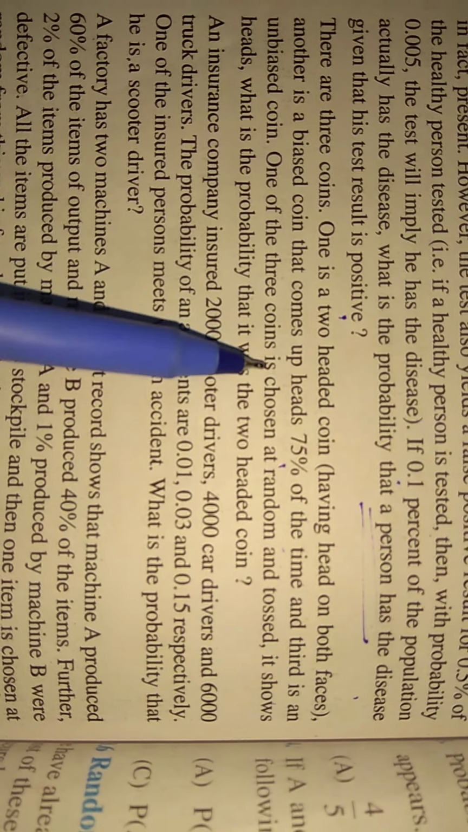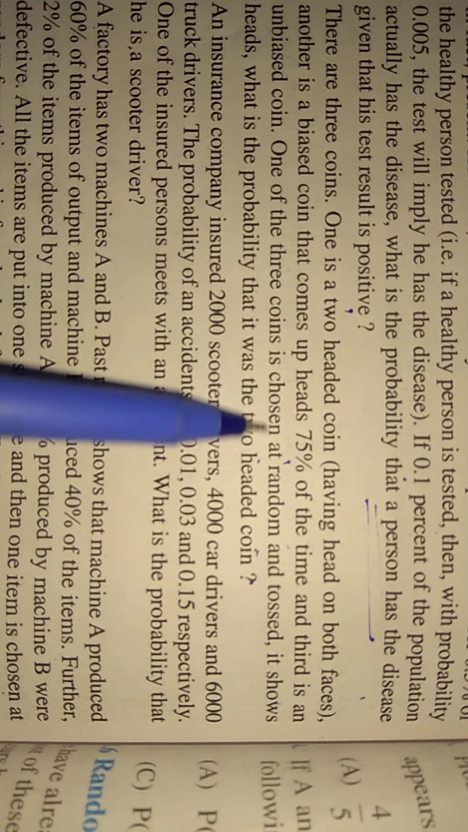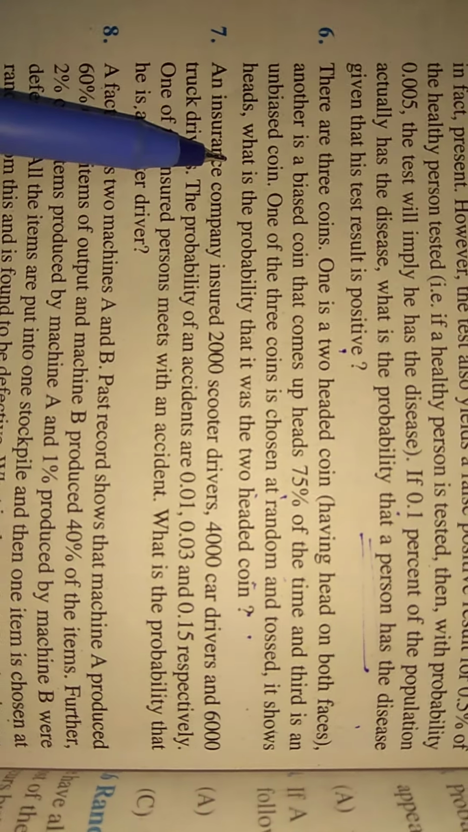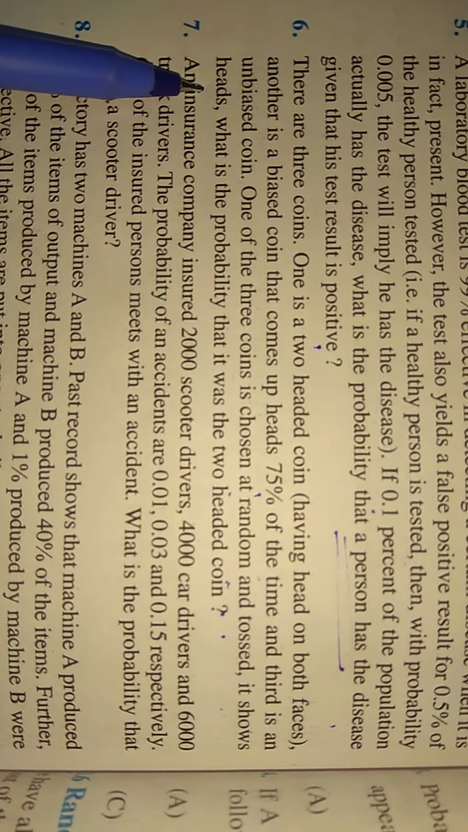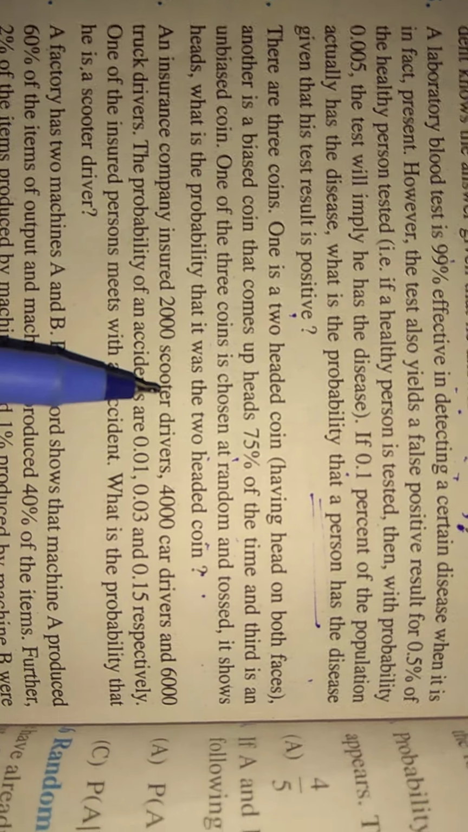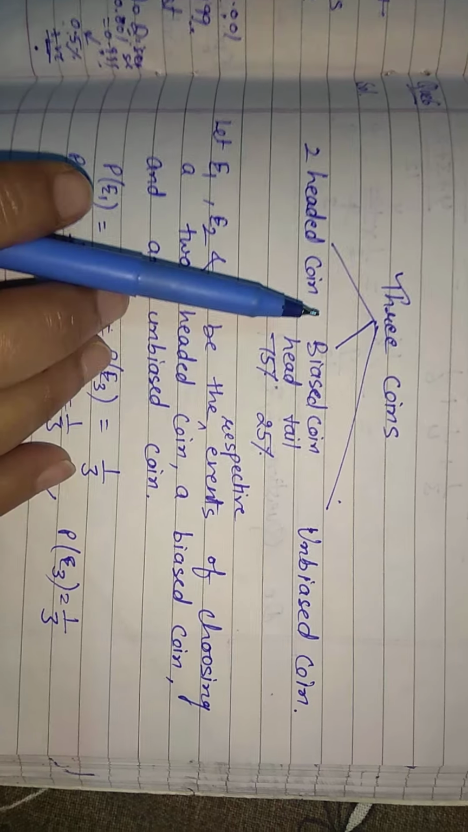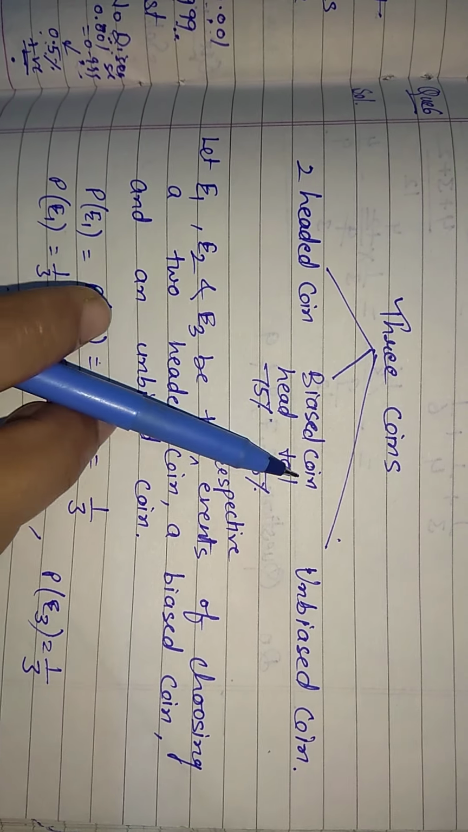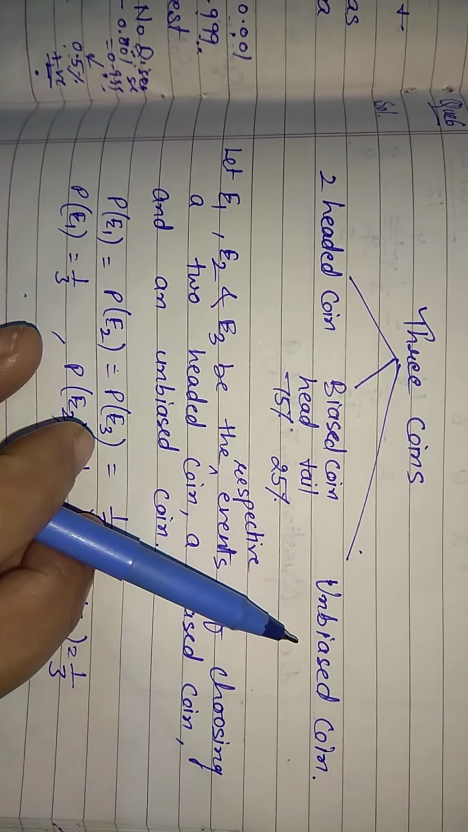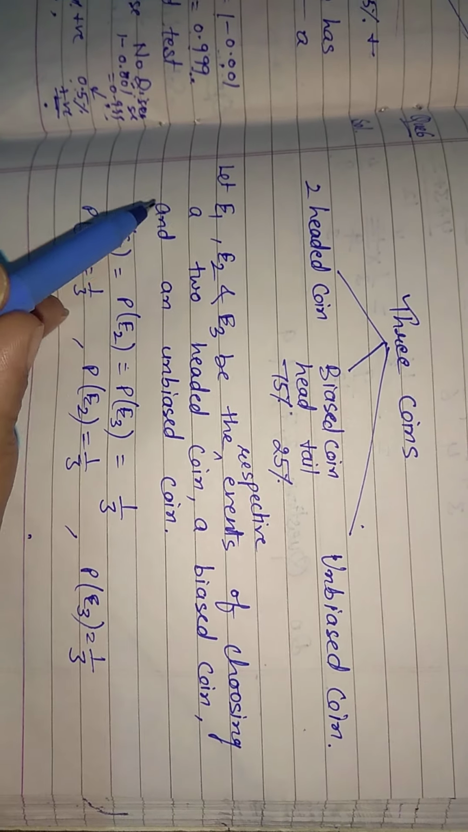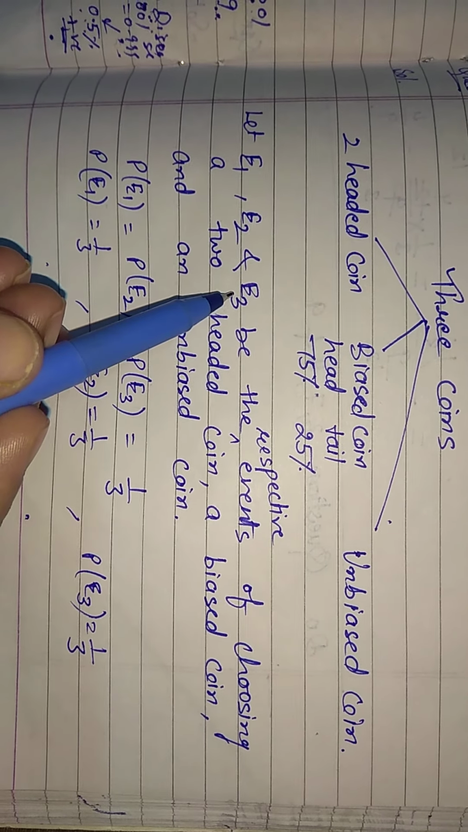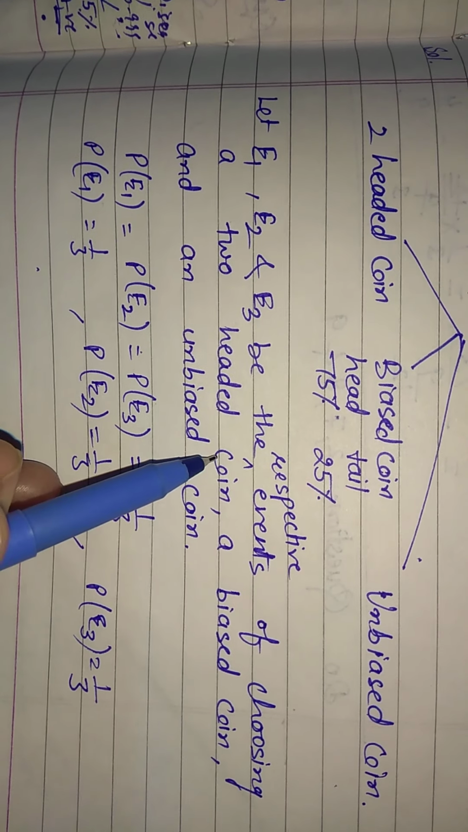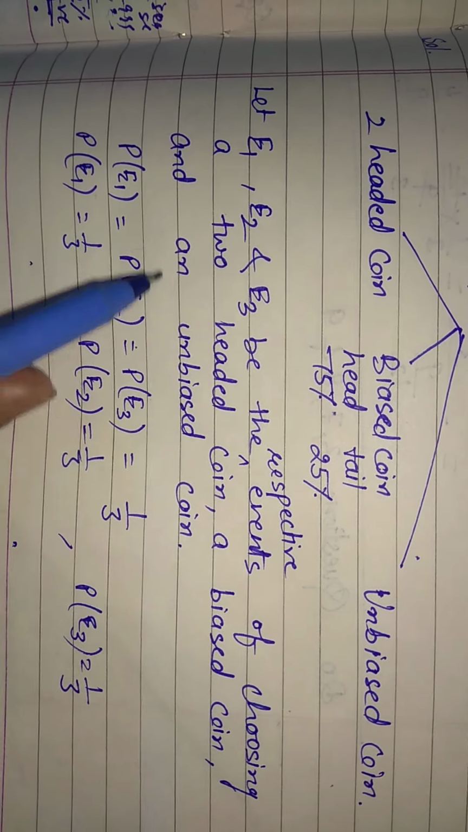So one of the 3 coins is chosen at random. So firstly आपको एक coin choose करना है and tossed. It shows heads. और वो क्या आना चाहिए, head. What is the probability that it was the two-headed coin? There are 3 coins. One is two-headed, second is a biased coin, and third one is an unbiased coin. Let E1, E2 and E3 be the respective events of choosing a two-headed coin, a biased coin and an unbiased coin.